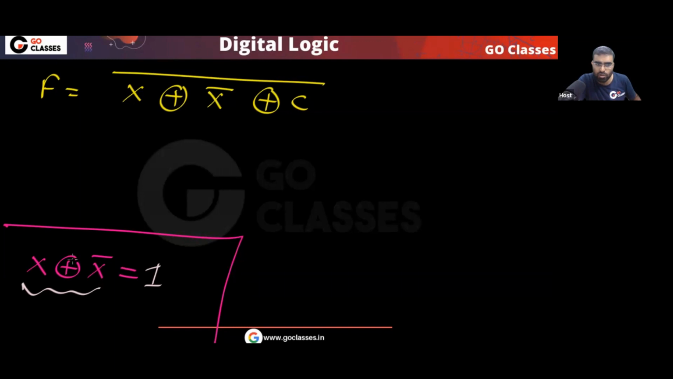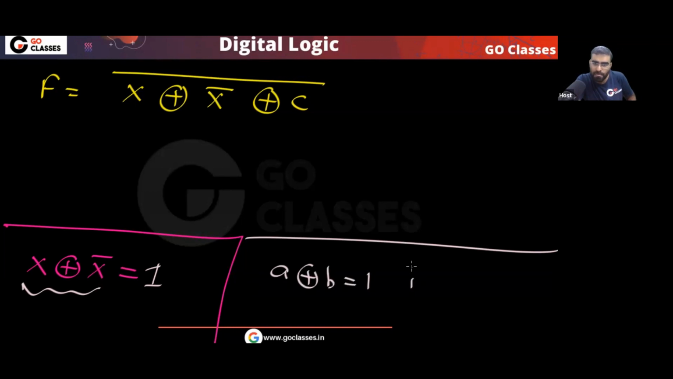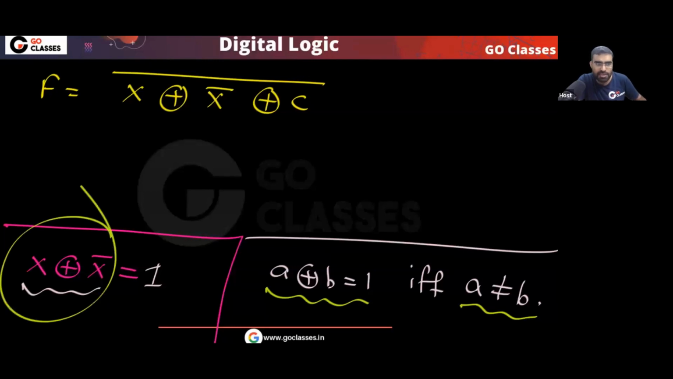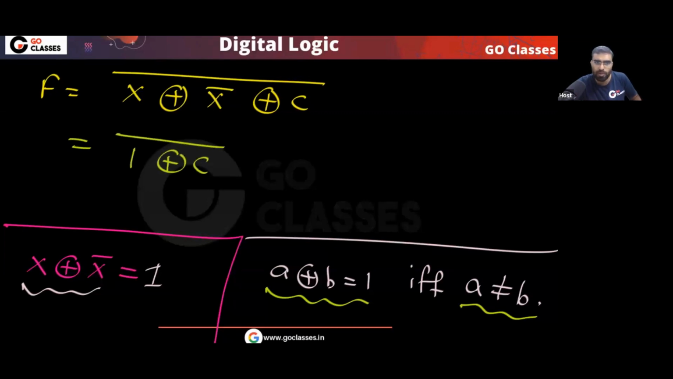Very simple. Because XOR, you already know this point. We already know that A XOR B is equal to 1 if and only if they are different. Yes or no? A XOR B is equal to 1 if and only if A is not equal to B. So if I do this, X XOR X bar, that will be always equal to 1. So what I can say, it will be 1 XOR C, complement. Now tell me what is 1 XOR C?